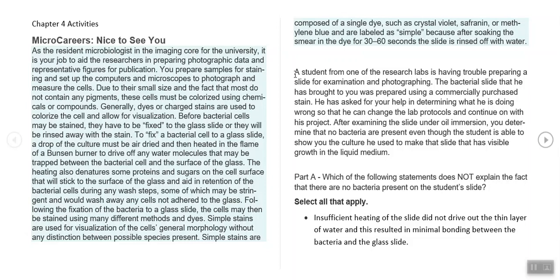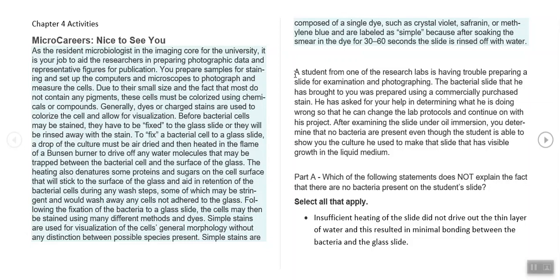Part A. Which of the following statements does not explain the fact that there are no bacteria present on the slide? So the first statement says insufficient heating of the slide did not drive out the thin layer of water and thus resulted in minimal bonding between the bacteria and the glass slide. Well, if you read that whole little blurb that I kind of skipped reading, it talks about the whole purpose of heat fixing a bacteria to a slide, how that process happens.